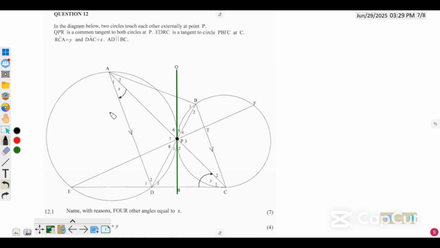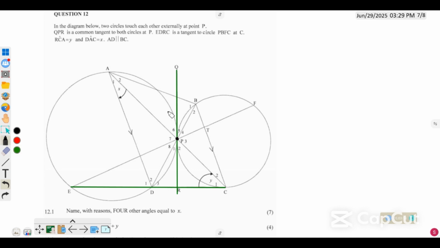Wait, let me read that again. EDRC. What is EDRC? Oh, this is a tangent to the other circle. So this is another tangent to that circle. Right. This one, RCA is equal to y. Let's use the tangents first.